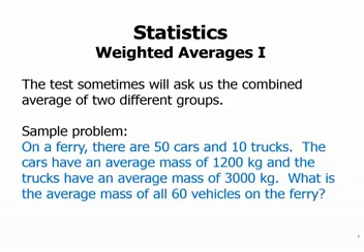On a ferry, there are 50 cars and 10 trucks. The cars have an average mass of 1,200 kilograms, and the trucks have an average mass of 3,000 kilograms. What is the average mass for all the vehicles on the ferry? And so we have 2 different groups. We have an average for each group, and we want to come up with the average for everything put together.